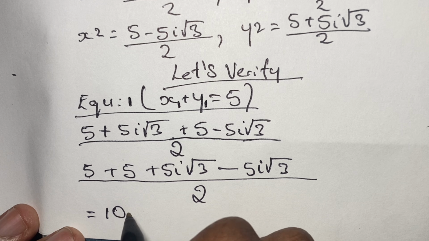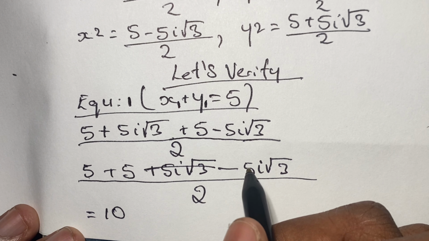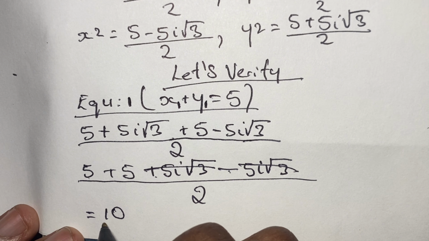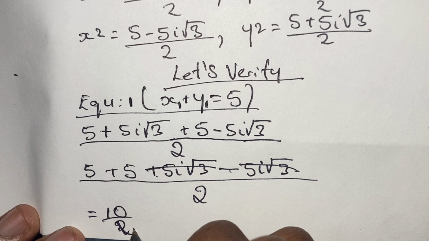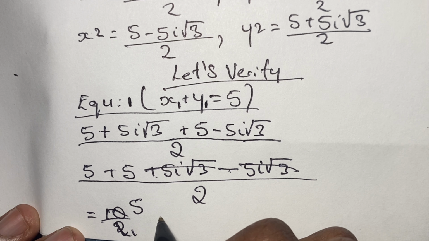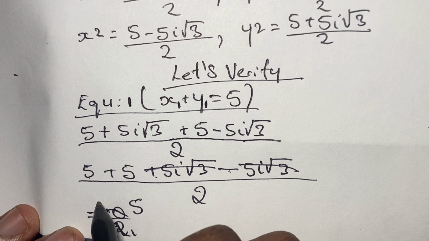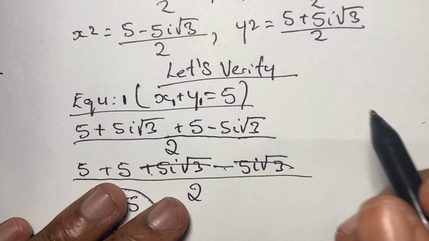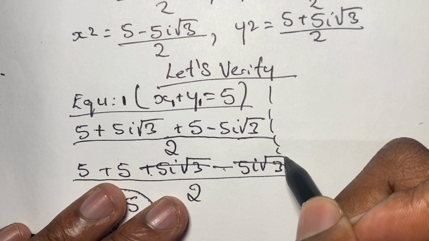So from here we know that 5 plus 5 gives us 10, and these two are going to cancel out, so we just have 10 over 2. Now we can bring this to its lowest term by dividing both top and bottom by 2. 2 into 10 goes 5 times. So there we have it, our solution is verified using equation 1. Now let us see if we can verify our solution using equation 2.